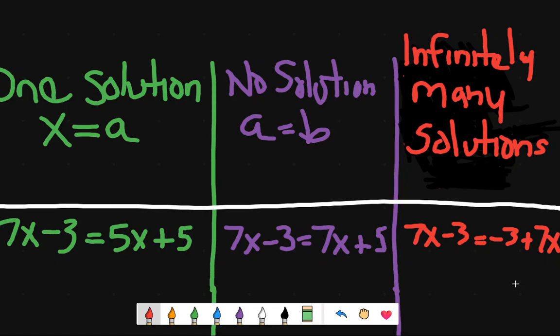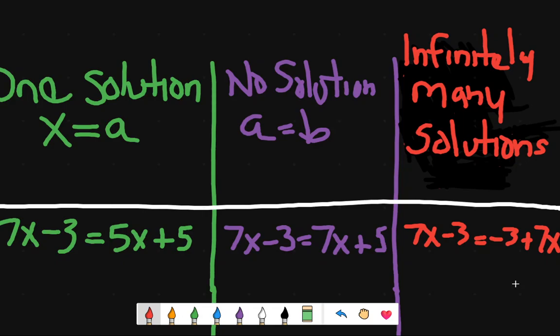So in this video, we're going to look at multi-step equations and when these equations either have one solution, no solution, or infinitely many solutions. This is really for the middle school student, especially the 8th grade student and even some Algebra 1 students. So we'll look at it and go through it step by step.